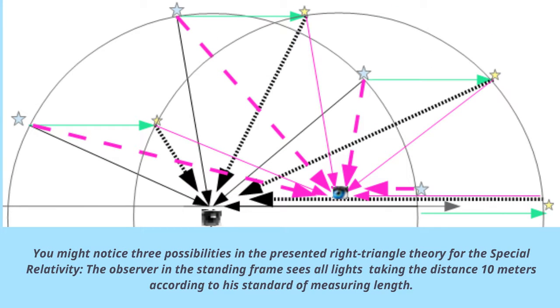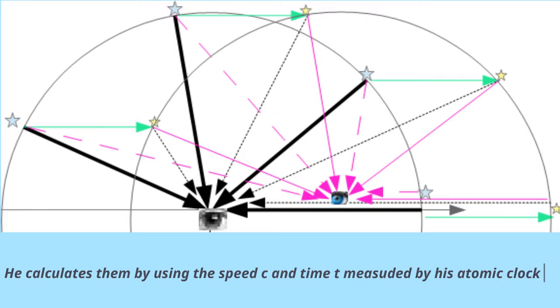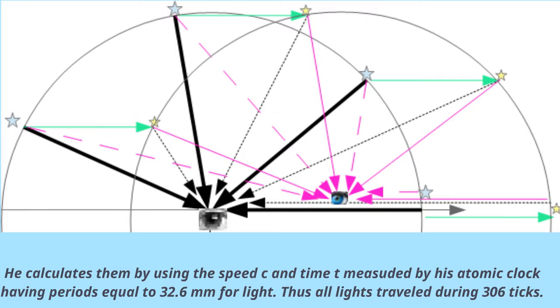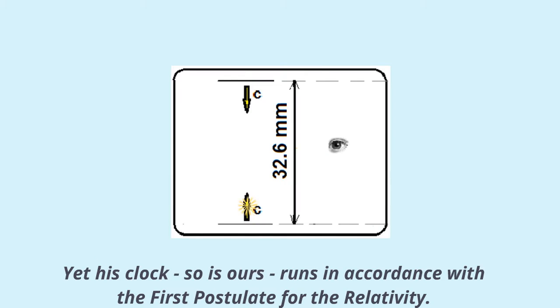You might notice 3 possibilities in the presented right triangle theory for the special relativity. The observer in the standing frame sees all lights taking the distance 10 meters according to his standard of measuring length. He calculates them by using the speed c and time t measured by his atomic clock, having periods equal to 32.6 millimeters for light. Thus all lights travel during 306 ticks. Yet his clock, so is ours, runs in accordance with the first postulate for the relativity.